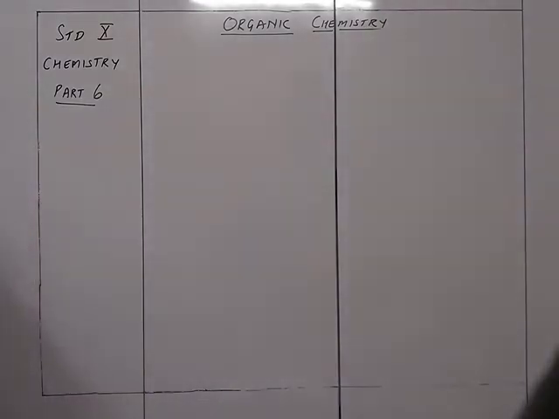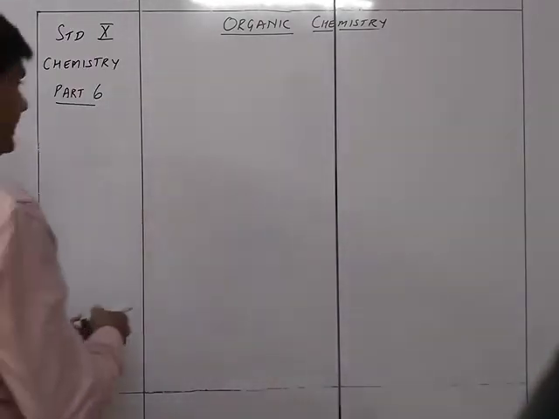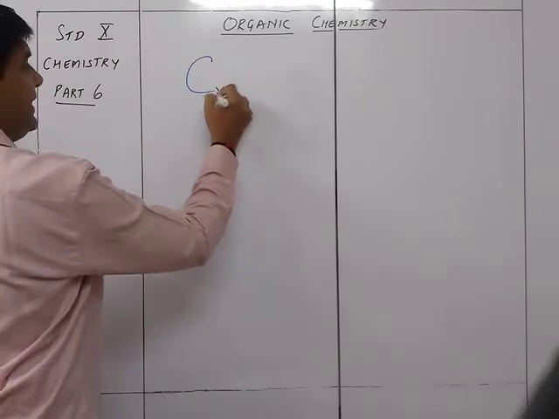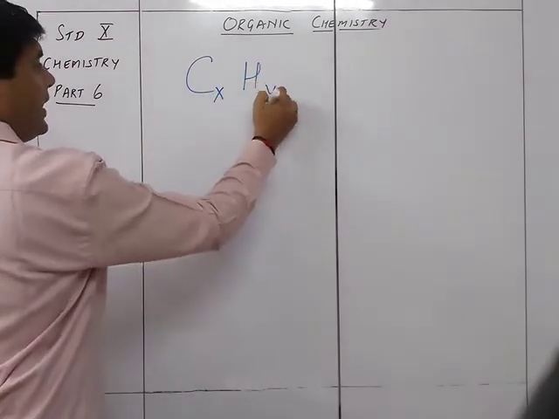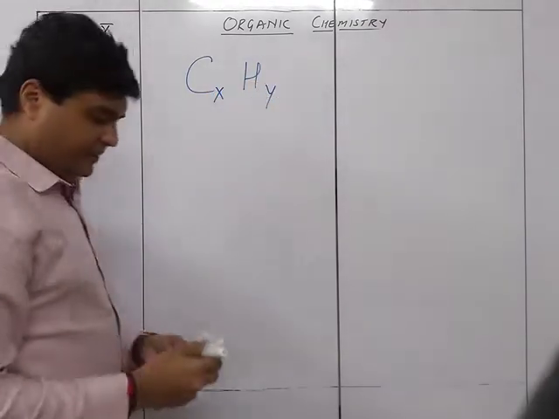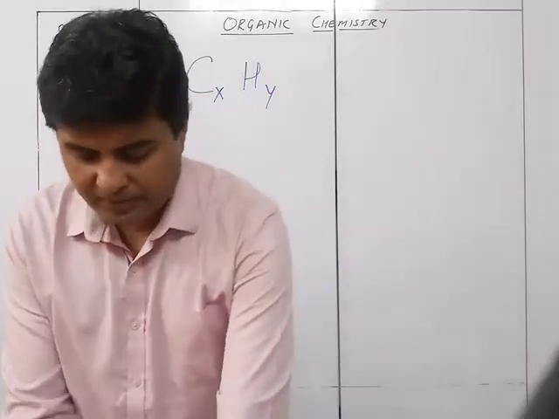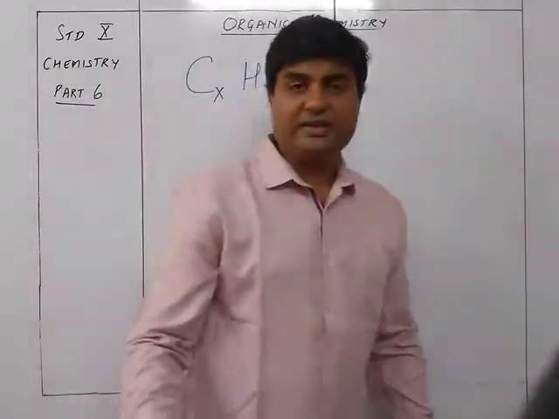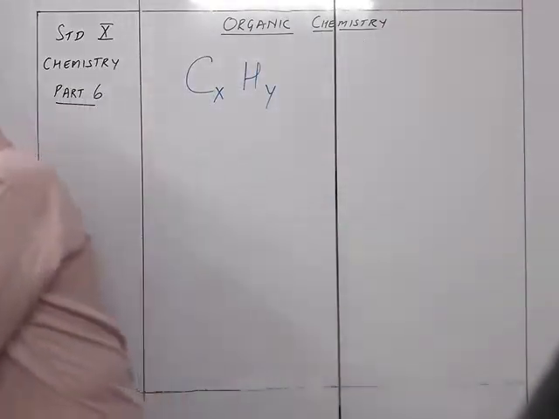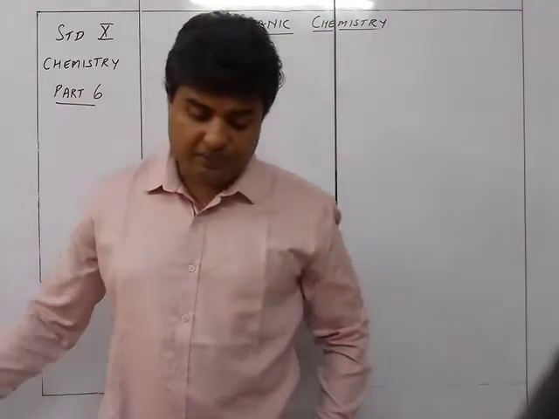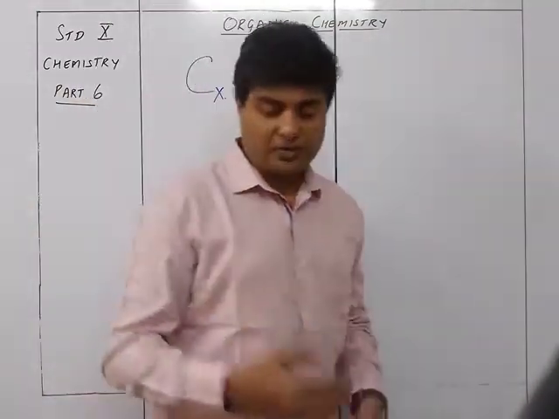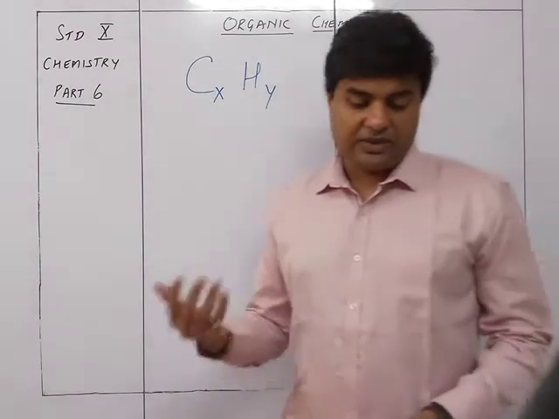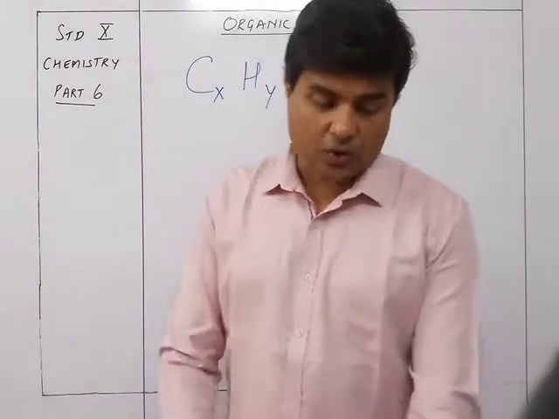So the molecular formula will be given as CxHy. So x and y will be the numbers which you are going to put. Depending upon the homologous series and the general formula we'll be having for that, you will be having different kinds of compounds in it. So that's the formula where x and y are whole numbers.